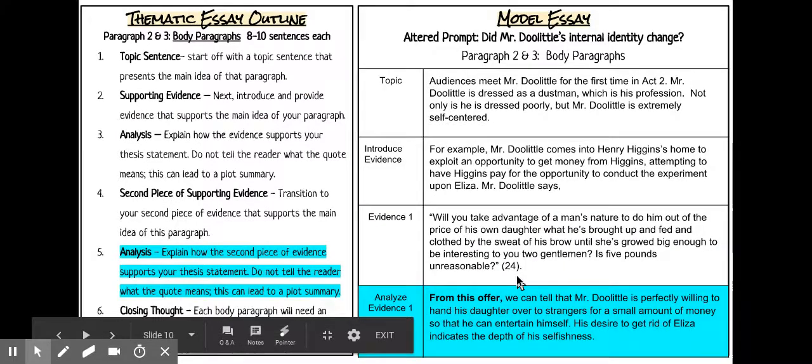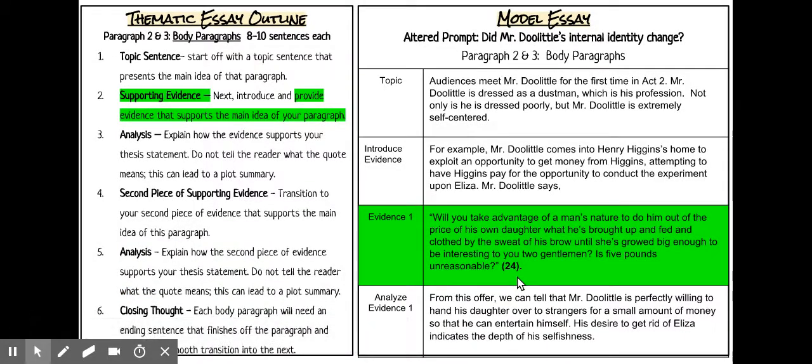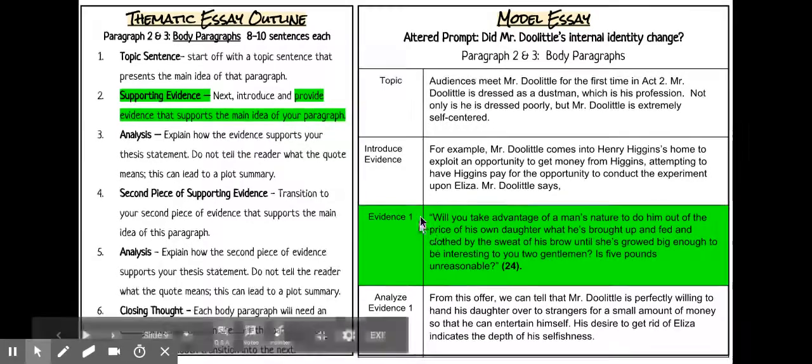Pause the video and make sure that you have direct evidence that supports your claim, that is in quotation marks, and ends with a citation.